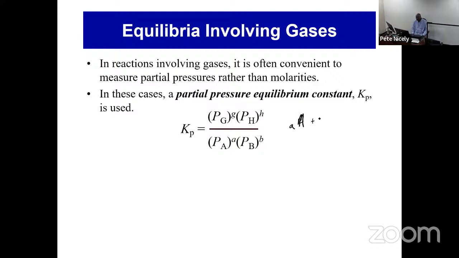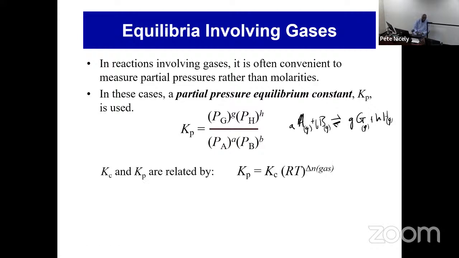Okay, so the equation is aA plus bB forming gG plus hH, right? So that's a hypothetical system, and we're assuming that these are all gases, right? So we have the back and forth, and therefore Kp is equal to the pressure of G raised to the g times the pressure of H raised to the h divided by the pressure of A raised to the power of a times the pressure of B raised to the power of b. So that's basically how you calculate Kp.